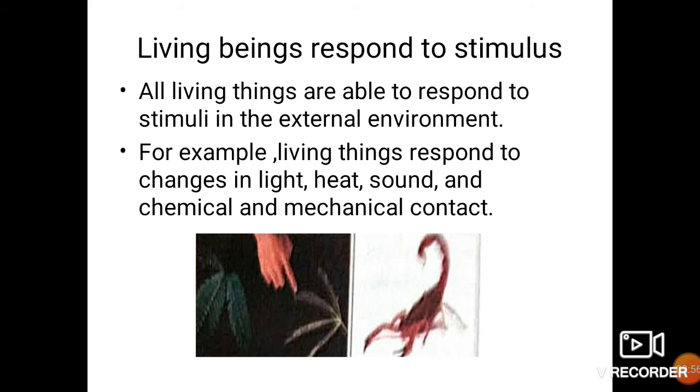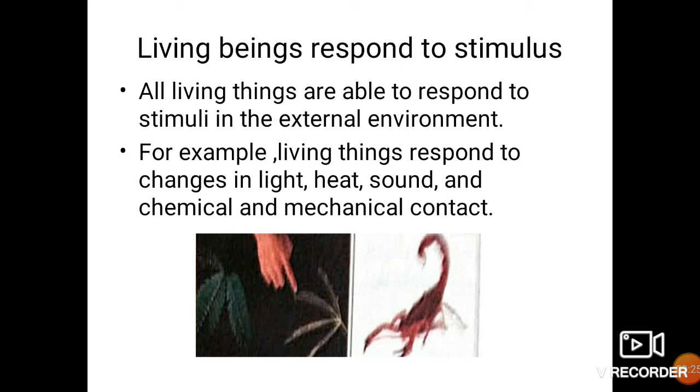The eighth characteristic is living beings respond to stimulus. We have observed the body shivering in cold. So that is, we are responding to the surrounding changes. All living things are able to respond to stimuli in the external environment. For example, living things respond to changes in light, heat, sound and some chemical and mechanical contact.